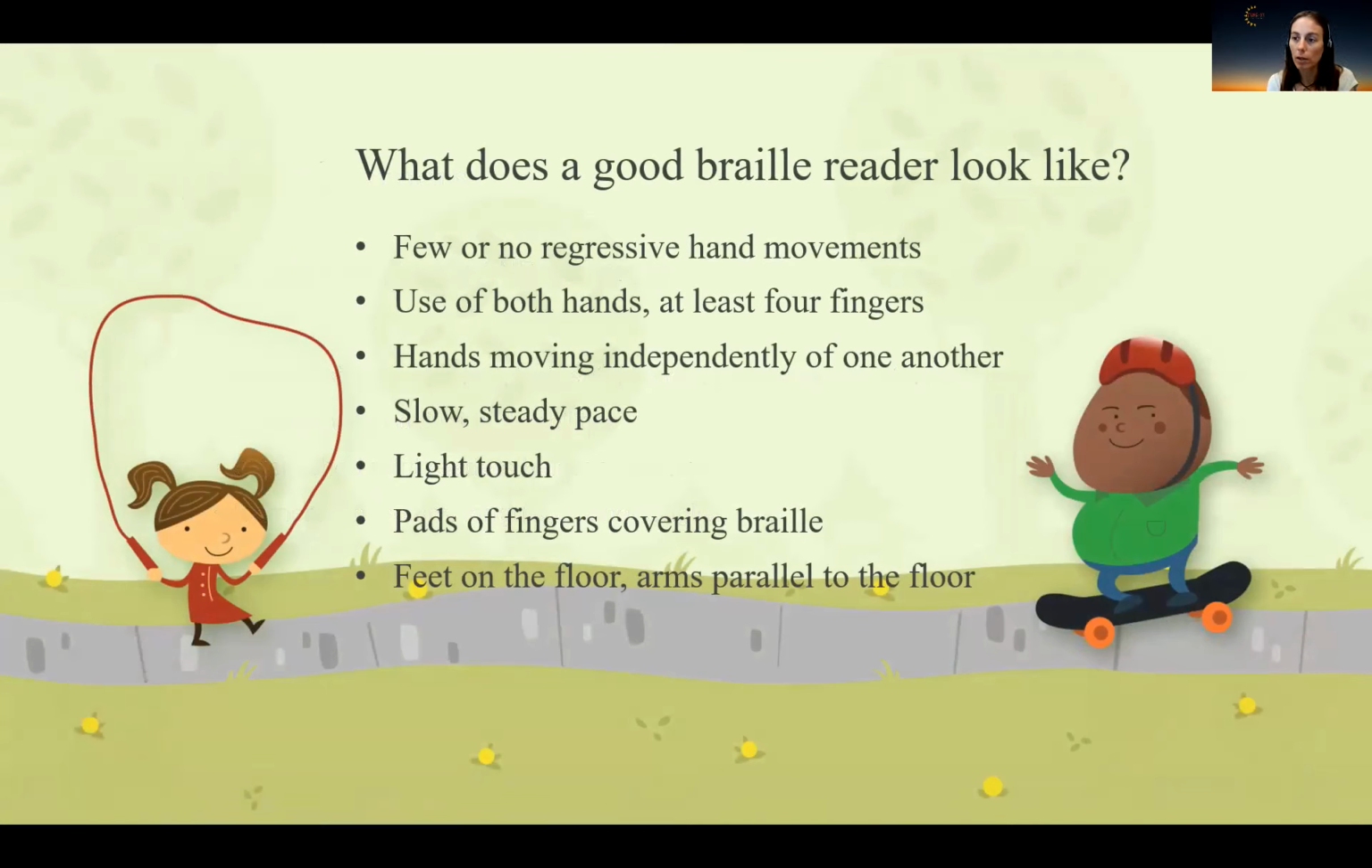Let's look at what a good Braille reader looks like. When I think about a good Braille reader, I think about their Braille reading mechanics. Some characteristics of good Braille readers are that they have few or no regressive hand movements. Their fingers are moving forward, not back and forth, back and forth, not up and down. They're reading from left to right, using both hands. Good Braille readers use both hands, at least 4 fingers.